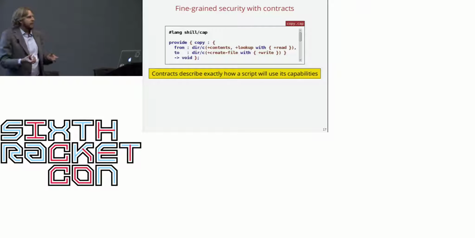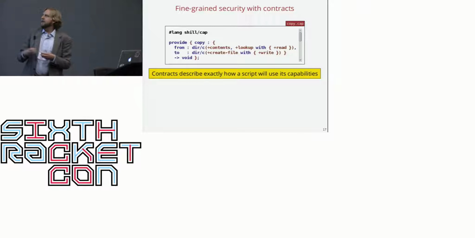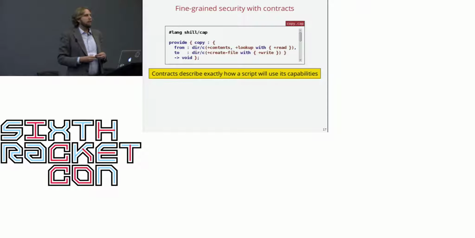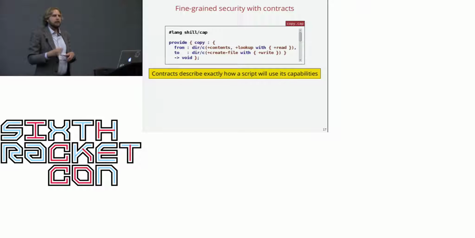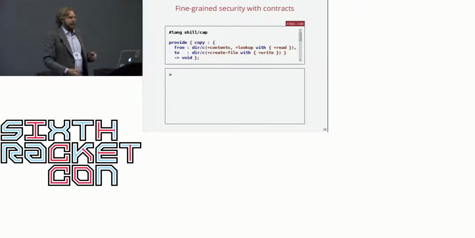So it says the from argument to copy, I'm expecting a directory. And the things that I'm going to do with that directory is I'm going to list the contents of it, and I'm going to look up files from inside of it, and the thing I'll do to those files is I'll read from them. But I'm not going to write to them or do anything like that. And for the to directory, I'm expecting a directory, and I don't even want to be able to list the contents of the directory. All I need to be able to do is create new files, and I'm going to write some content to them.